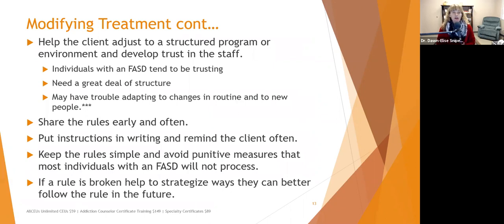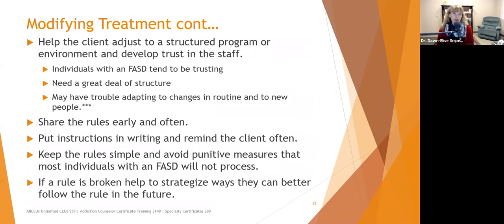They tend to need a great deal of structure. So this involves a lot of planning, which some families are great with. Some families have more difficulty incorporating that structure. A lot of times in schools, an individualized education plan can be written to identify the structure that that particular student needs. And they may have trouble adapting to changes in routine and new people.